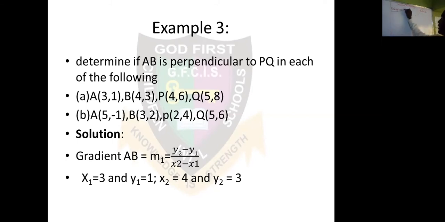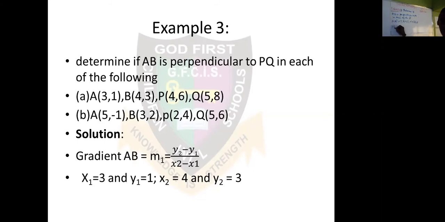So determine, example 3, determine if AB is perpendicular to PQ in each of the following. A: the coordinates are, for the first one, A(3, 1), B(4, 3), P(4, 6), Q(5, 8).